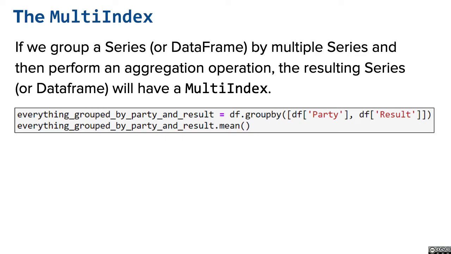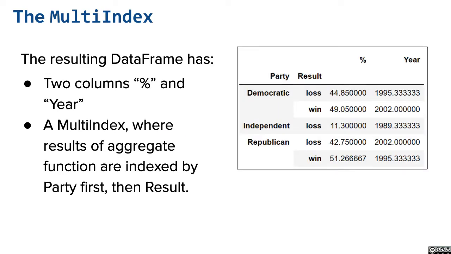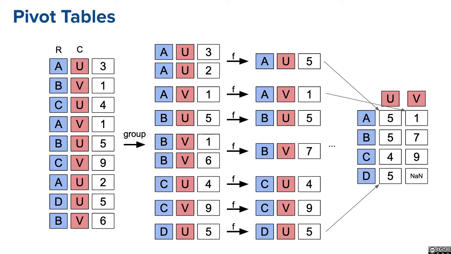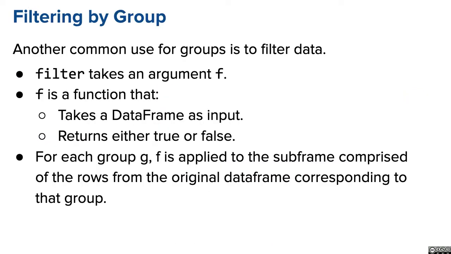Okay. If I group by multiple columns, I get a multi-index. So we see here that the result is a multi-index. We've gone through those examples quite a bit by now. Okay. Pivot tables are like grouping by two columns and then rotating one of the two columns, as we just saw. And essentially, they work kind of the same as a group by. So we do the grouping, we do the aggregation, and then we pivot. So we take the second index here, rotate it up to the top of the table. Okay, so as a diagram, hopefully it makes things a little more clear.